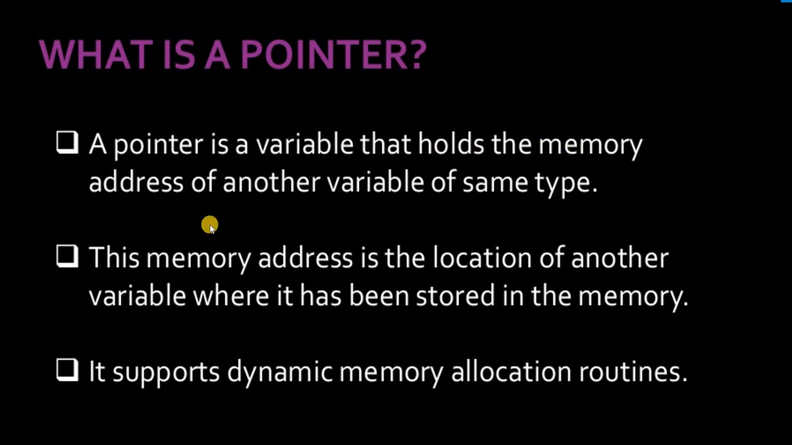A pointer is a variable that holds the memory address of another variable of same type. So what pointer is doing, जैसे कि integer a is going to be an integer type, any integer type 5 या कुछ, so it's going to have some memory location. So with the help of a pointer we can get that memory location. ठीक है, और फिर हम उसको स्टोर करके यूज भी कर सकते हैं. कहाँ पे? पॉइंटर. As the name suggests, पॉइंट करना, वो मेमोरी लोकेशन को पॉइंट करता है. So this memory address is the location of another variable where it has been stored in the memory.